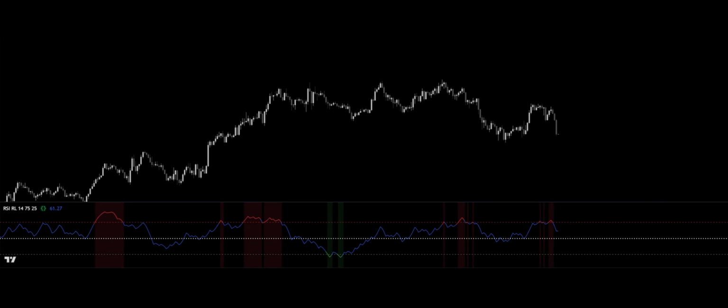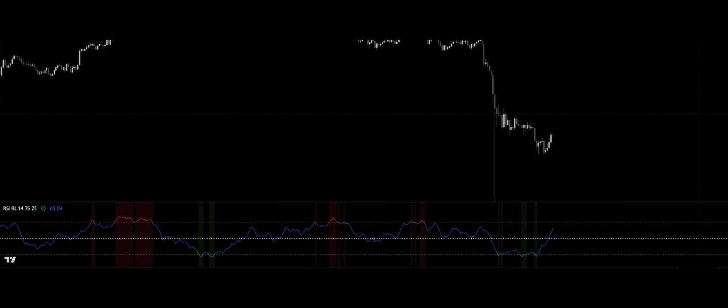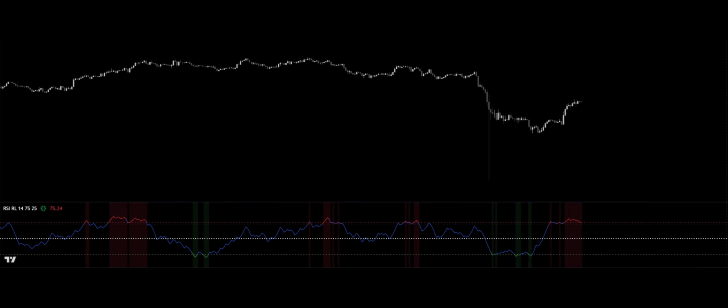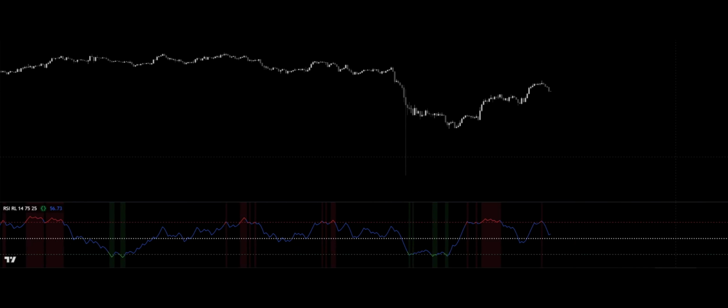So why is it a true upgrade to RSI? Because it changes the entire philosophy of measurement. Classic RSI equals magnitude. How big were the moves? Run-Length RSI equals persistence. How long could one side stay in control? Magnitude can be random. Persistence is intentional. Magnitude is noisy. Persistence is structural.